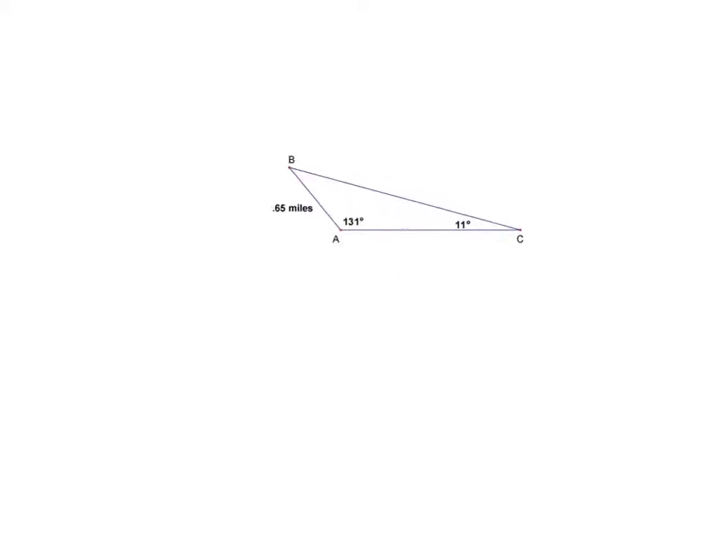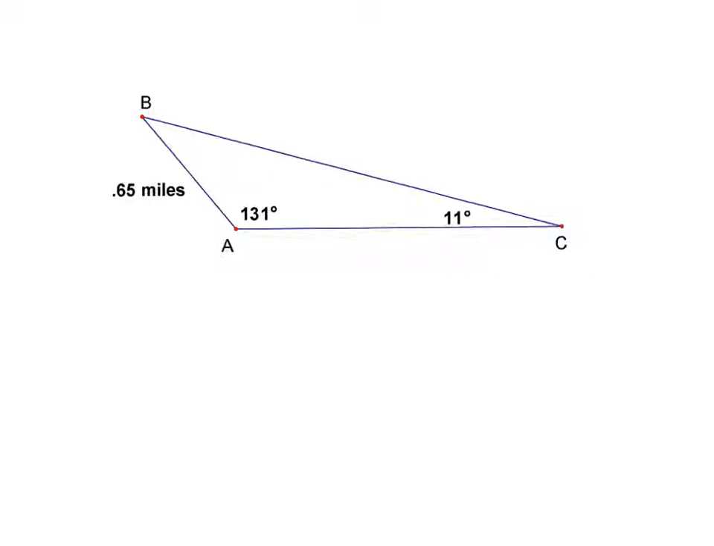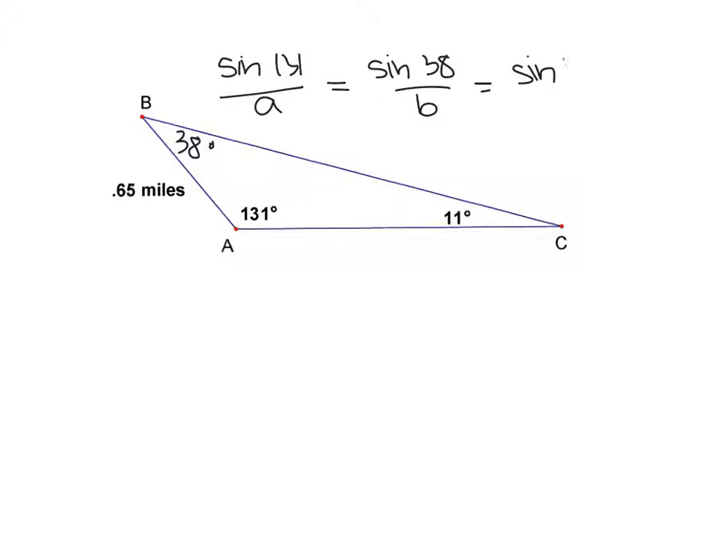Let's do another example. In this triangle, we're given angles A and C, so right off the bat we can solve for angle B by subtracting 131 and 11 from 180. We get angle B is 38 degrees. Now setting up what we know into the law of sines, we have sine of 131 over A equals sine of 38 over B equals sine of 11 over 0.65.